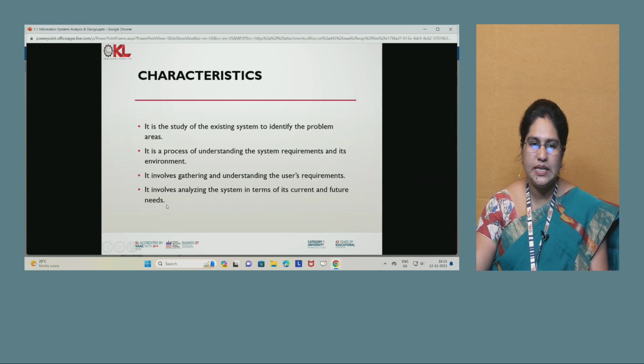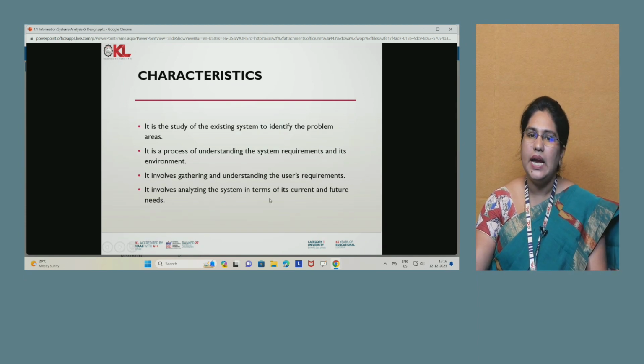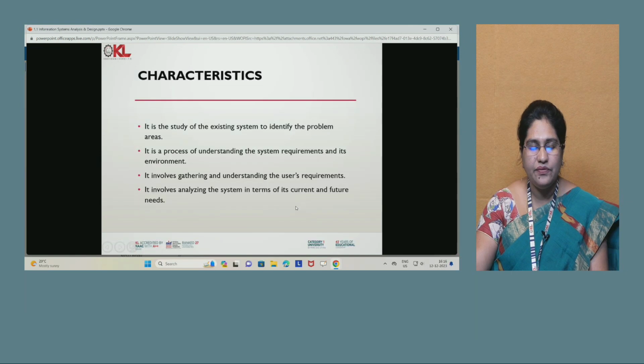Correct? Initially it identifies the problem area, then it goes on to understand the system requirements and its environment. After that it also concentrates on the user requirements. Then it analyzes the system in terms of current and future needs.